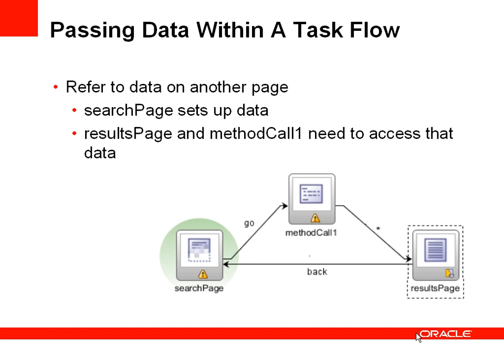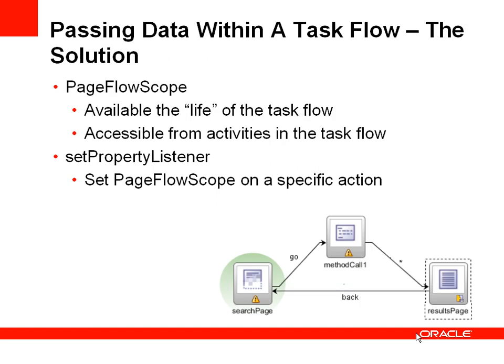So in this example what we'll do is we're going to search on customers and the details of the customer search are set up in the search page, and that information is required in the method call to filter the customers and also to display the results in the results page. So how can we achieve this?